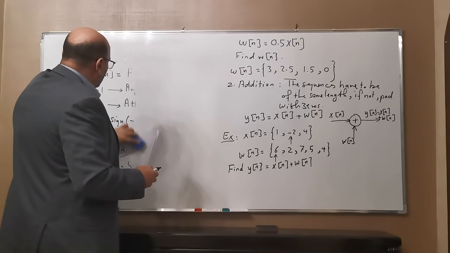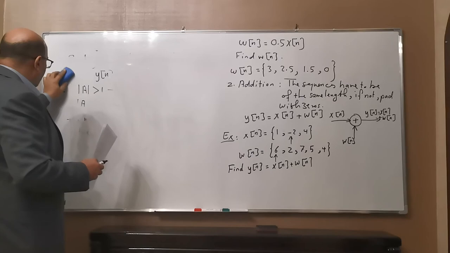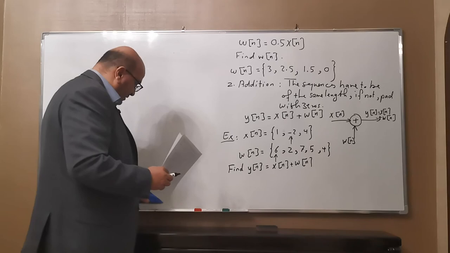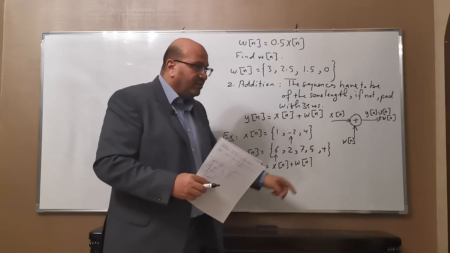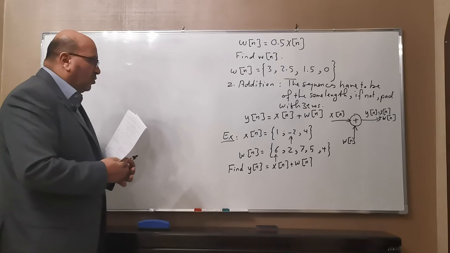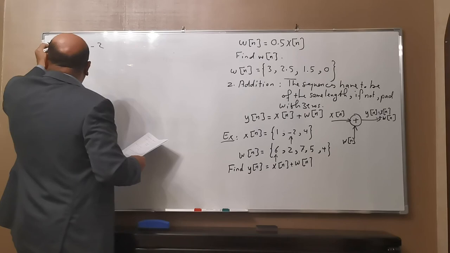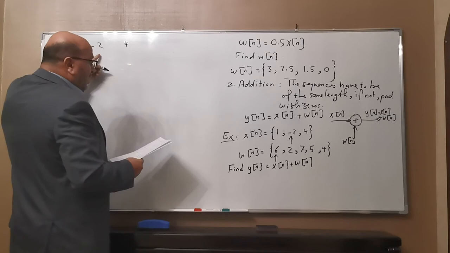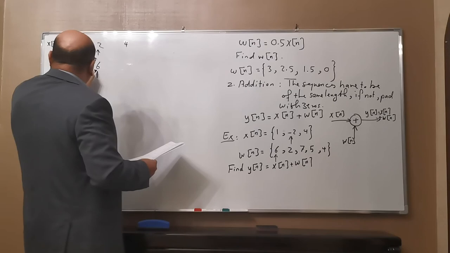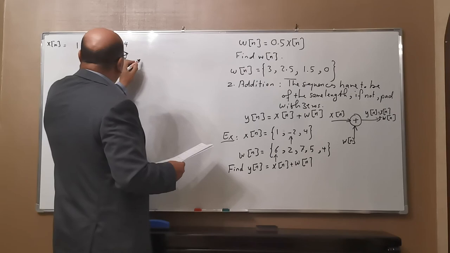So we have two sequences with two different lengths. The first one has a length of 3, and the second one has a length of 1, 2, 3, 4, 5. So a length of 5 and a length of 3. The zeros are not in order, so we have to fix them up and put them in order. So we have 1, minus 2. This is my x of n, which is equal to 1, minus 2, and 4. And the other one, so we have our 0 here. The other one is the 6 here. We put it underneath. So we have 6, 2, 7, 5, and 4.